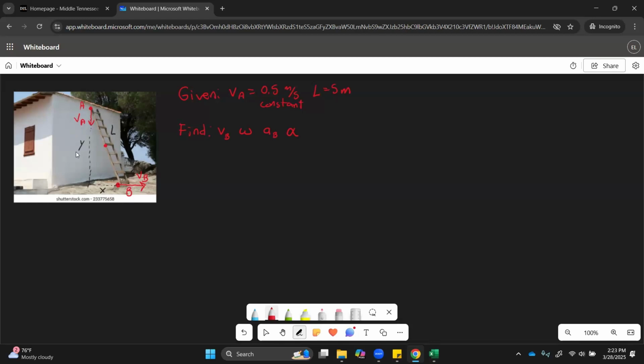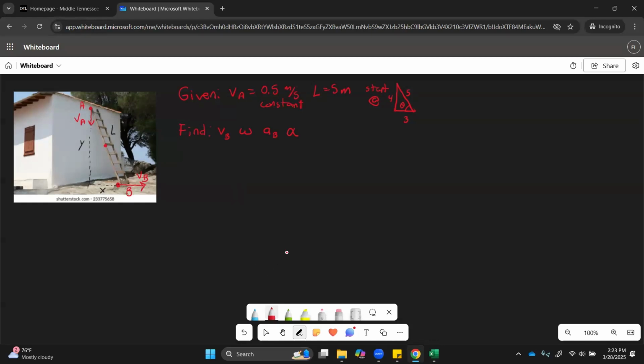And then if VB is not a constant, then probably omega is not a constant, and AB and alpha, none of those are constants. So we need to be given a starting position. And if L is 5 meters, we'll make this easy and say it's a 3, 4, 5 triangle at the start. So we aren't given a theta, we'll just give it a 3, 4, 5 triangle. So we could calculate a theta if we wanted to. But we'll see if we need to do that or if we can just use ratios of the sides.